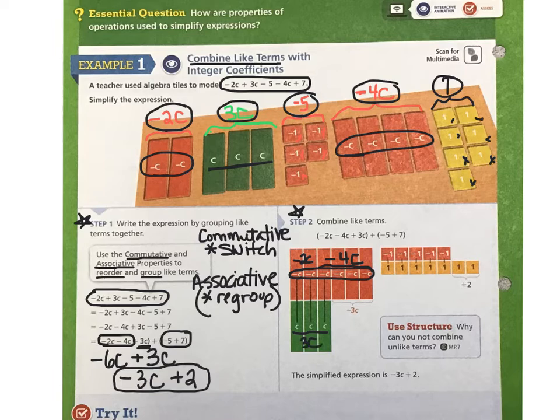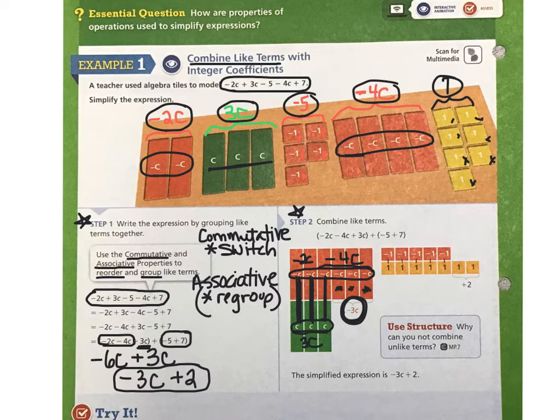And remember what happens when you put together a positive and a negative of the same value. So when I put a positive C and a negative C together, they actually make 0. And what's left are 3 of those negative C's. That's these 3 right here.